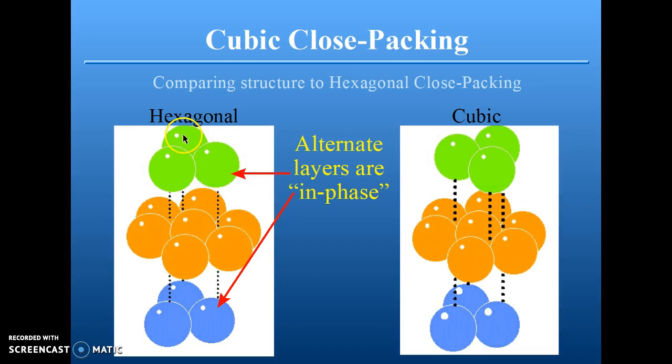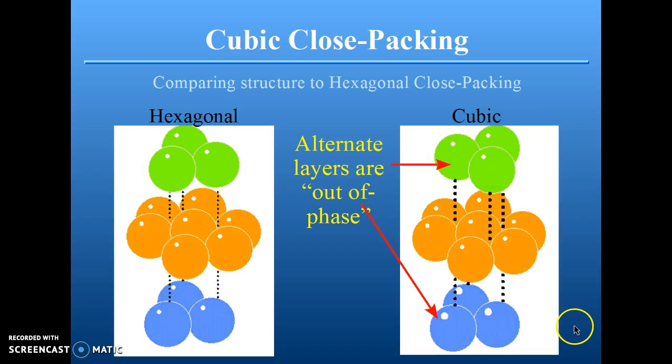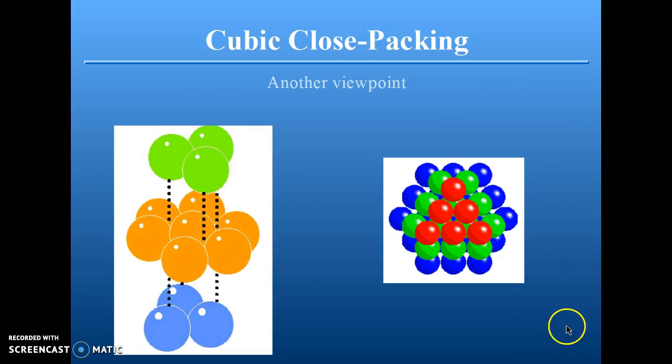Now, there are 2 types of packing related to hexagonal. If you have alternate layers in phase here, you can see one type of packing. If you rotate 60 degrees one of the layers, you get a cubic packing. These alternate layers are out of phase. This one is not right on top of this one. It's 60 degrees away. Here's another way to view that.